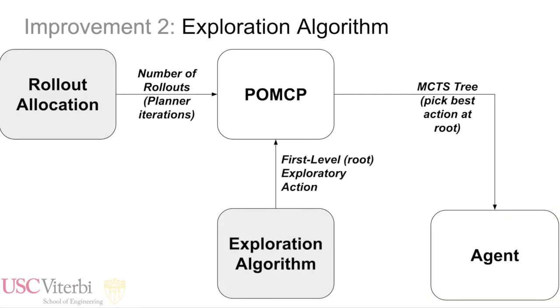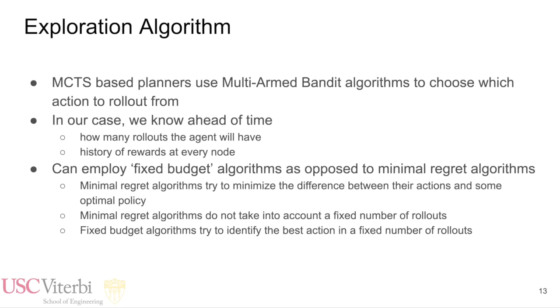Our next contribution is the exploration algorithm at the root level of the POMCP tree. The POMCP Planner uses upper confidence tree to choose the best action, which is based on a minimal regret algorithm, upper confidence bound, or UCB. We consider the problem of action selection as a multi-armed bandit problem and employ fixed budget algorithms instead, as they take into account the fixed number of rollouts. They are also more explorative, as opposed to minimal regret algorithms that are trying to maximize reward while exploring the action selection space. This property helps us identify the best action in a fixed number of rollouts.